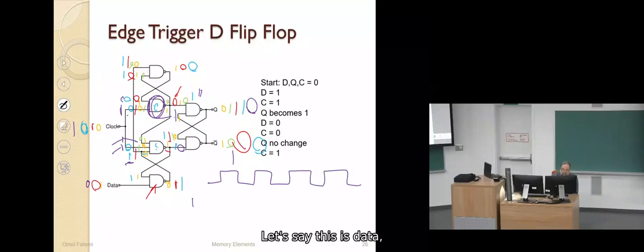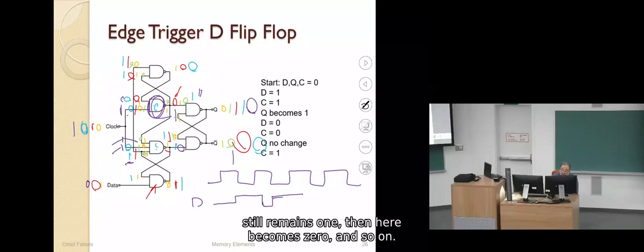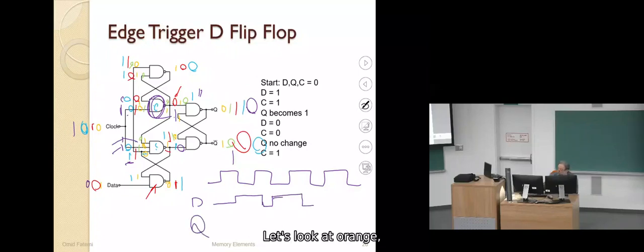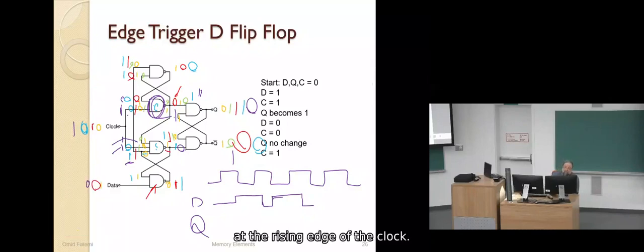And let's say this is data, D. D, for example, is 0 here. Then at some times it becomes 1. Then at some times it becomes 0. And even during the clock cycle, it becomes 1. It still remains 1. Then here becomes 0 and so on. So what happens for the Q? So let's look at Q with orange. So at the rising edge of the clock, we look at the data.